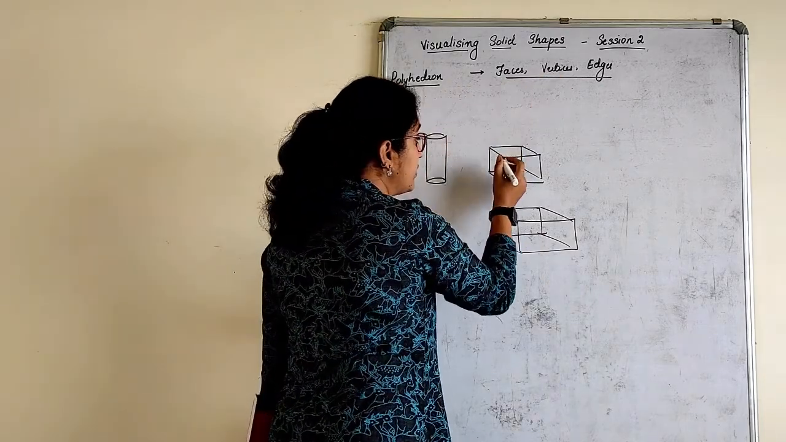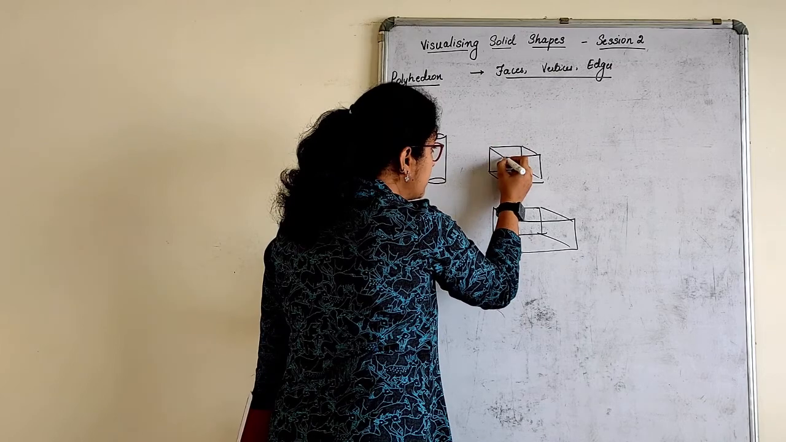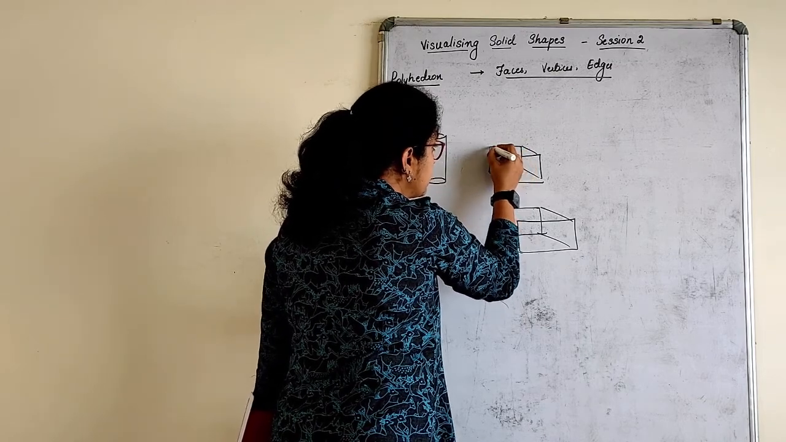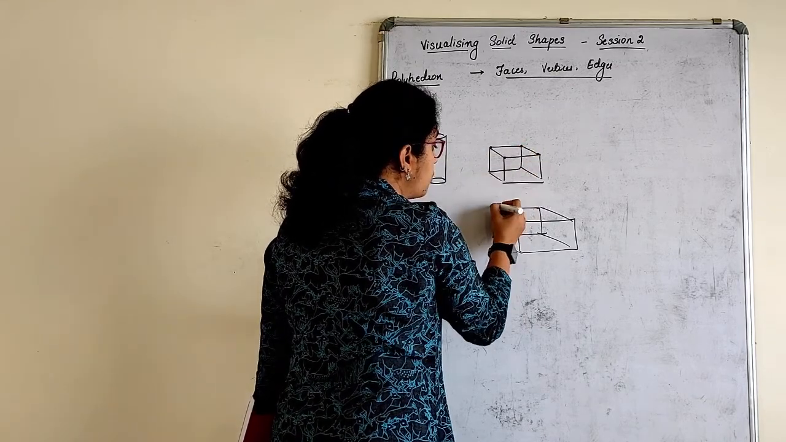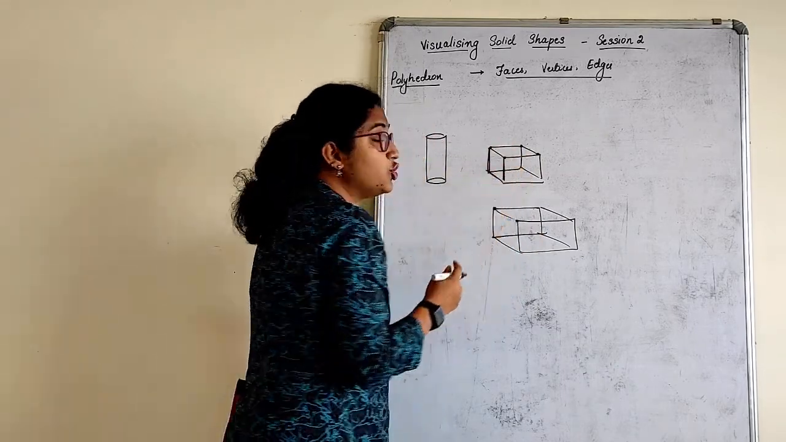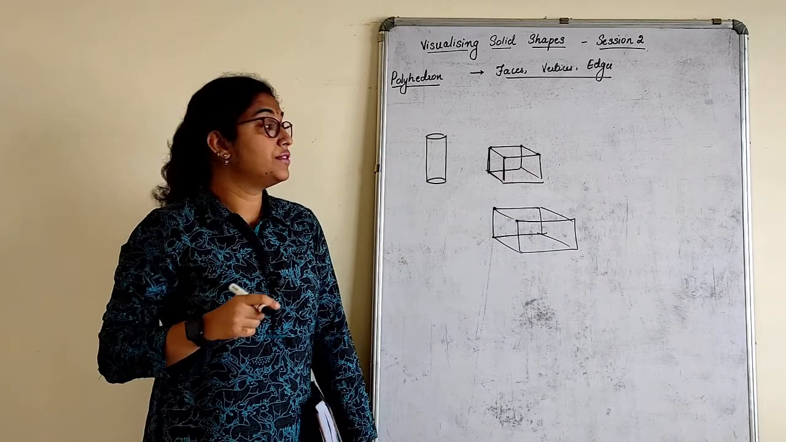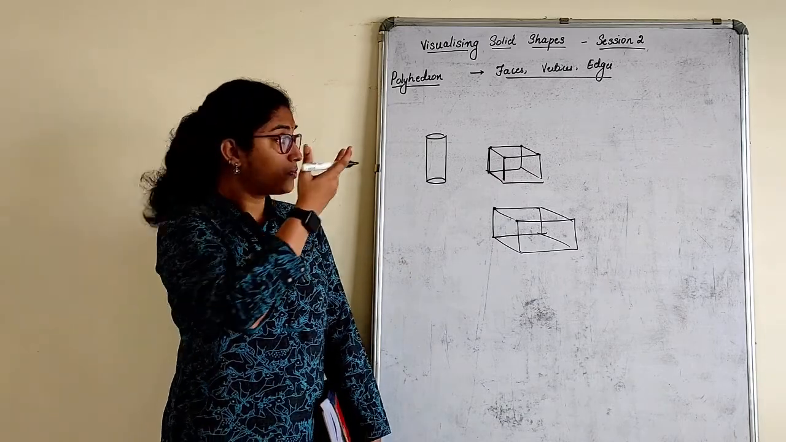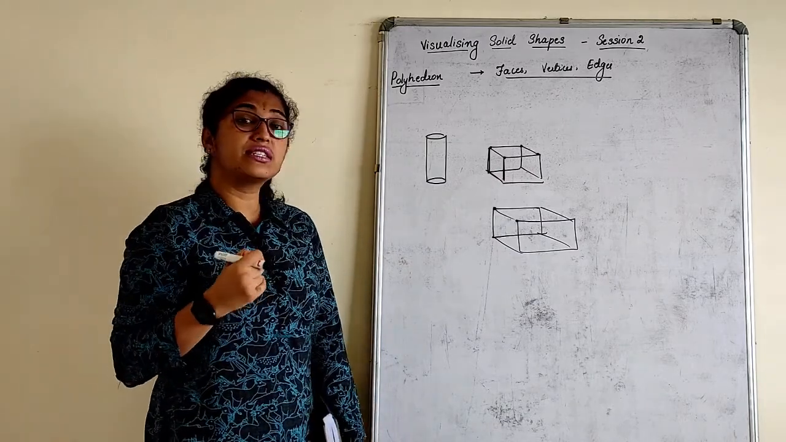About vertices: vertices are the points where the faces meet. Edges are nothing but the line segments which join the vertices of the given solid figure. So we are going to discuss that.